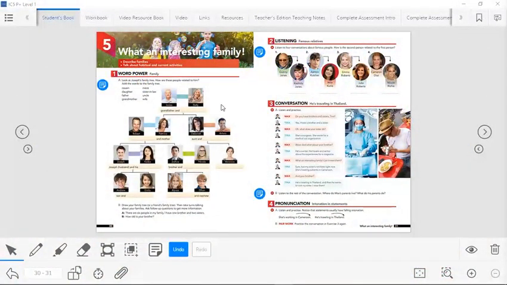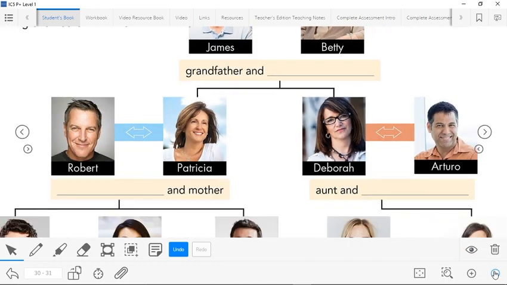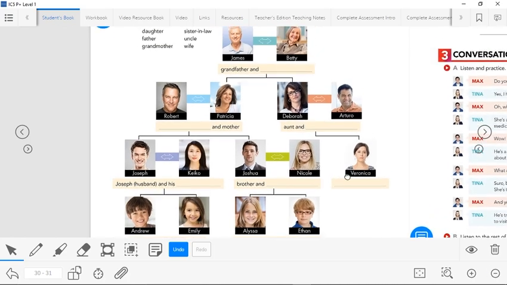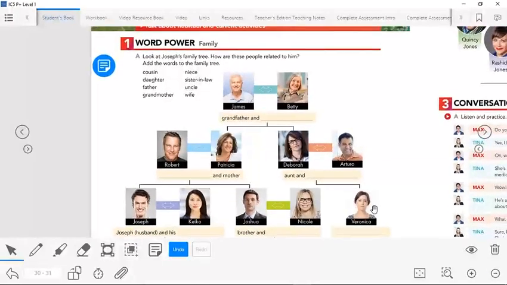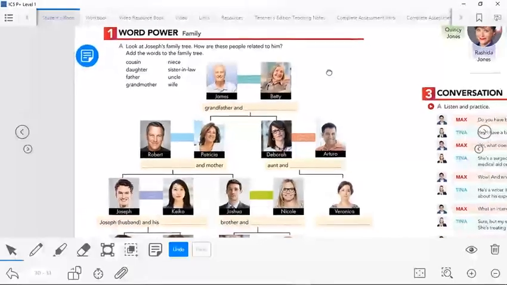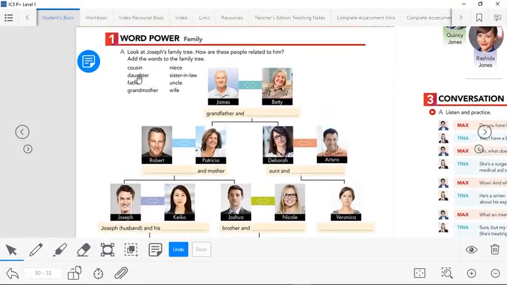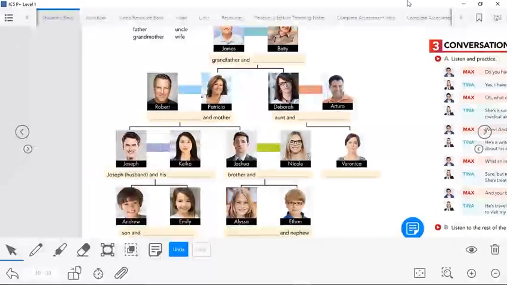Okay, let's now continue with the unit. The name of the unit is What an Interesting Family. And it's going to be talking about what we talked about a couple of minutes back, the family tree. And well, let's start with this. Here we have a word power of the different names of the family, and I want you to take the time to complete this on your own using the words cousin, daughter, father, grandmother, niece, sister-in-law, uncle, and wife. What is the word for each one of them?